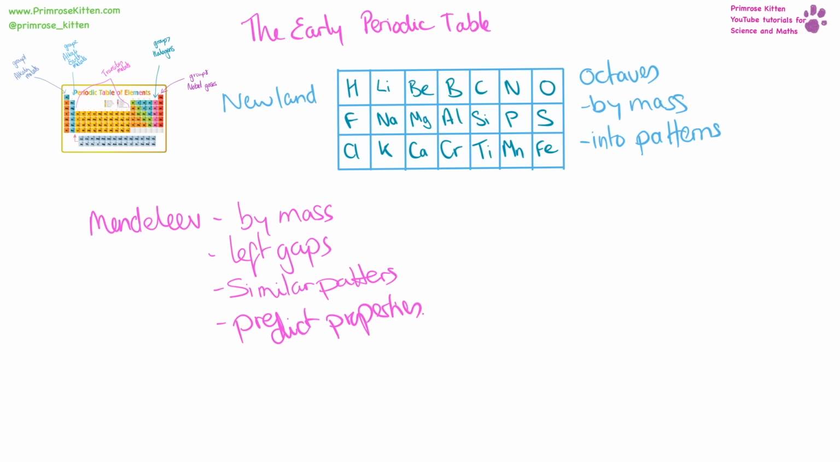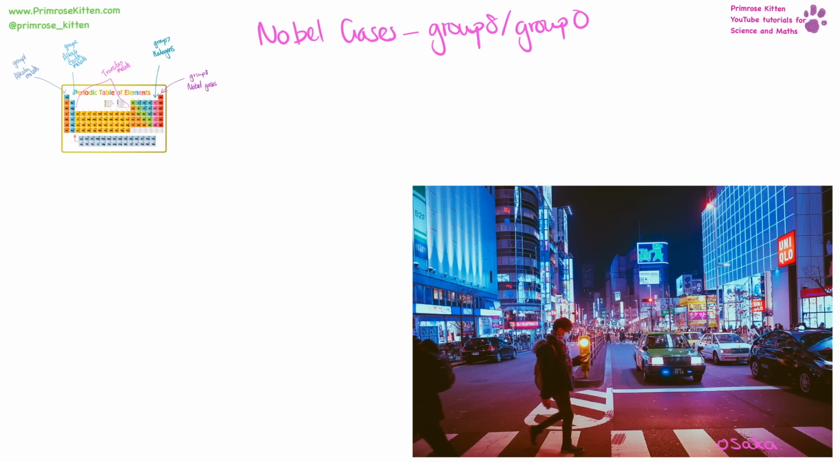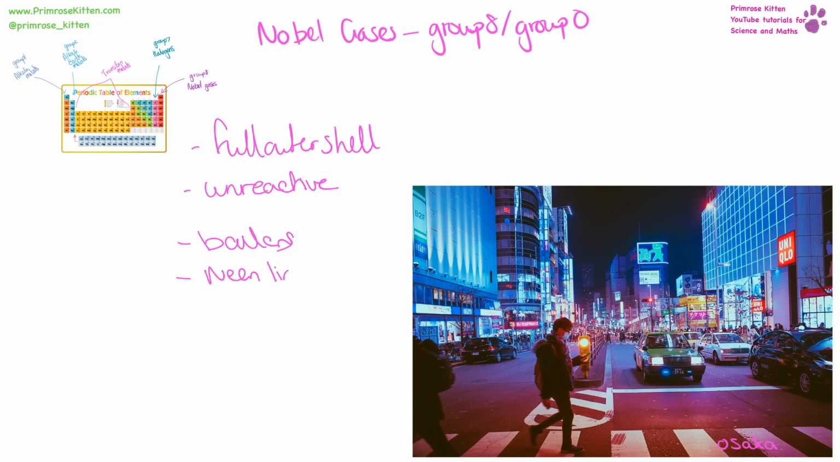It has changed ever so slightly since then. We now arrange things by electronic arrangement, but that's a very, very subtle difference. The group right on the far right hand side are group 8 or group 0. These are the noble gases. They have a full outer shell. And because they have a full outer shell, they don't want to gain or lose any electrons, which means they are really, really unreactive. And because they are unreactive, they actually have quite a lot of uses. Helium we use in balloons, and they are also used in neon lights, as you can see here in the amazing city of Osaka.